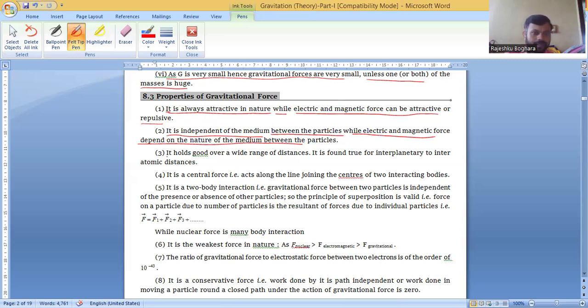Third, it holds good over a wide range of distance. It is found true for interplanetary to interatomic distance. It is a central force, that is, it acts along the line joining the centers of two interacting bodies.